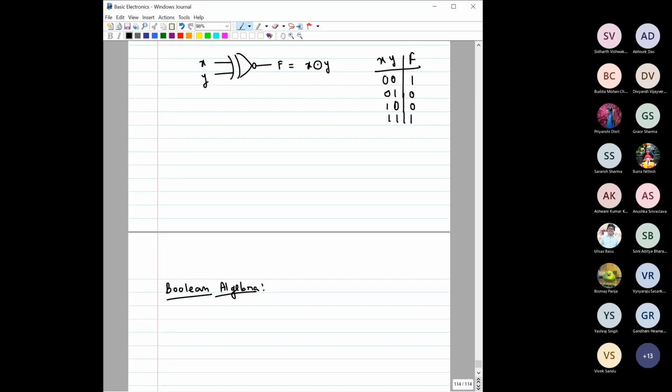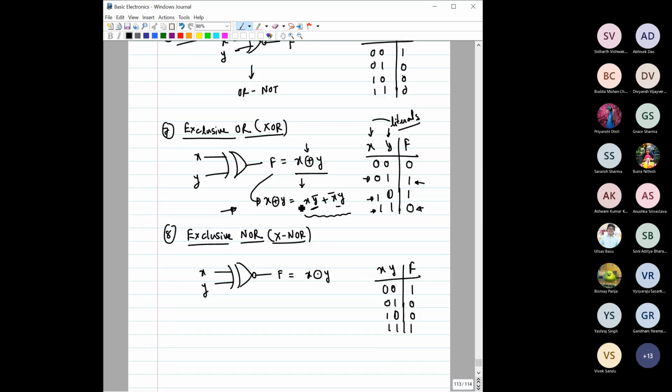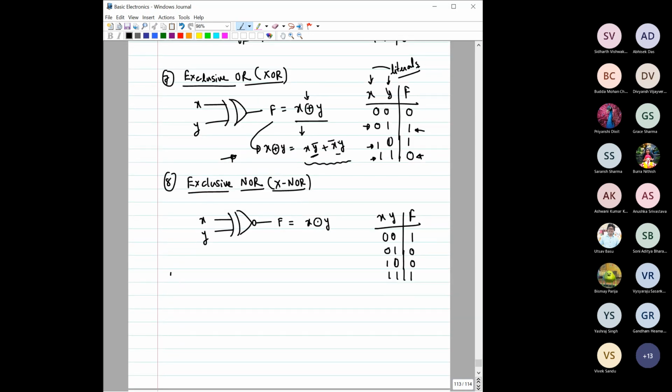Maybe before that I will ask you one more thing. Suppose we need to design a function which consists of xy plus xz. Can you do it? This is a function which is xy plus xz. So here x is one input, y is the second input, z is the third input. How can you do it?